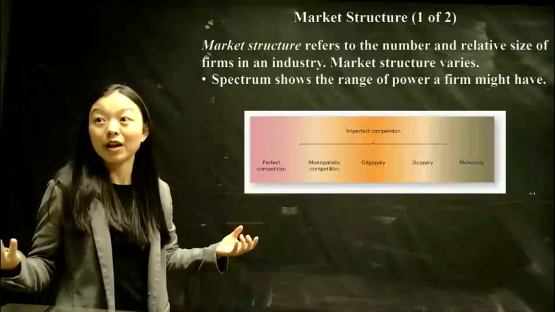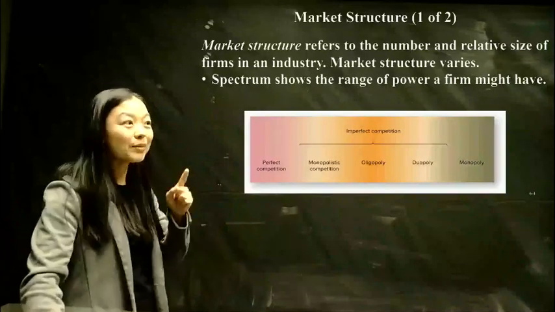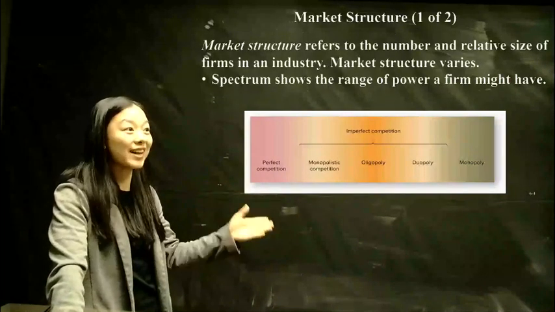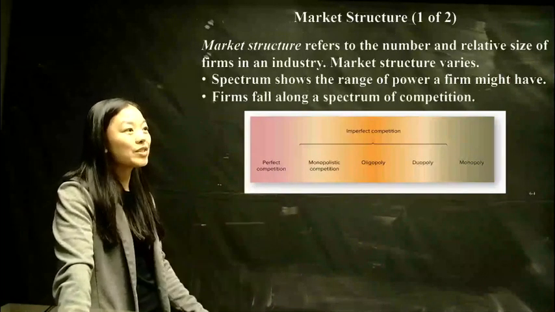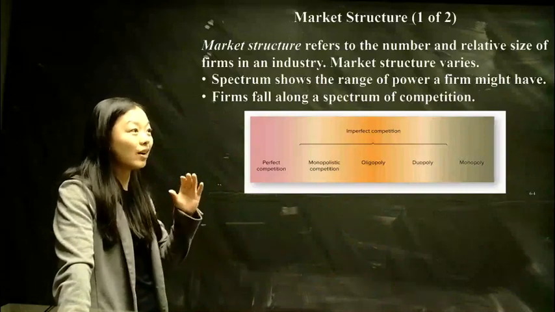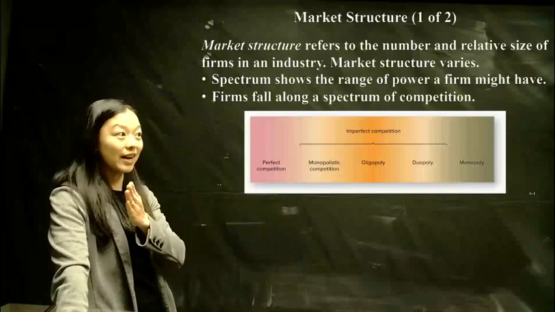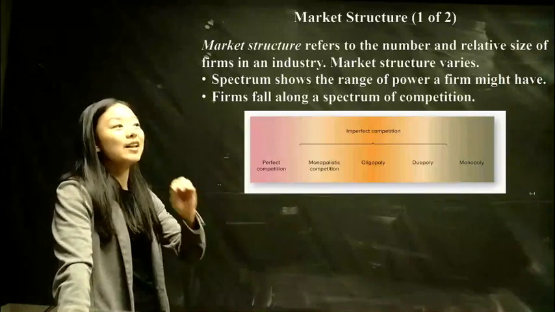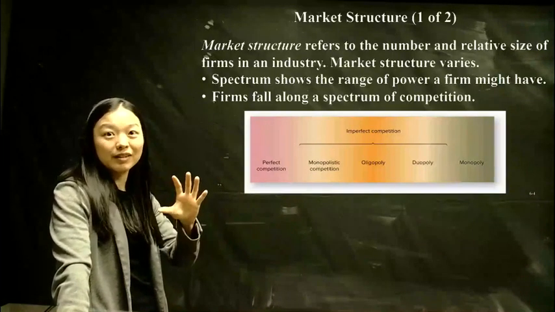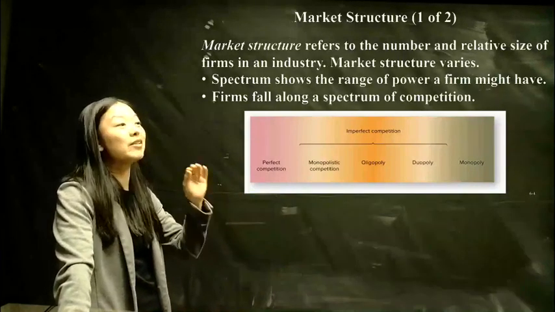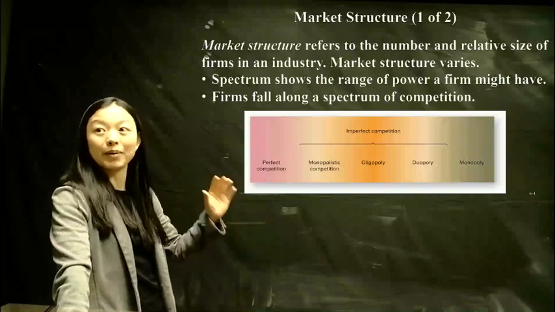Think about this question, because we will talk about it as we move on to the next slides. Firms fall along a spectrum of competition. From the pink side to the green side, the competition becomes less and less, and that means the firms have more and more market power.